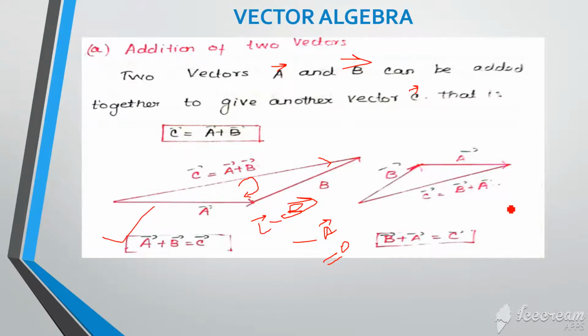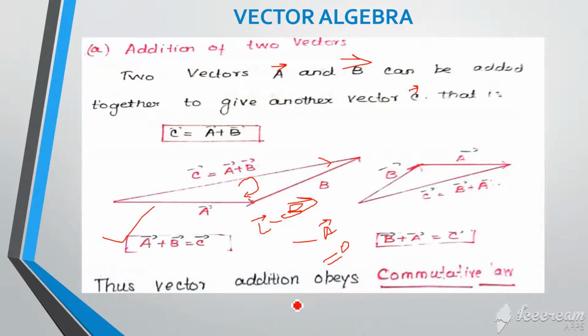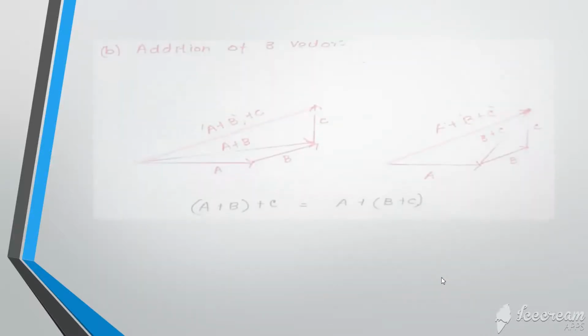Similarly, here we have B vector first, then A vector. While adding in a similar manner, finally we get C vector is equal to B vector plus A vector. So now C vector, A plus B is equal to B plus A. This analogy is called the commutative law. Vector addition always obeys the commutative law.